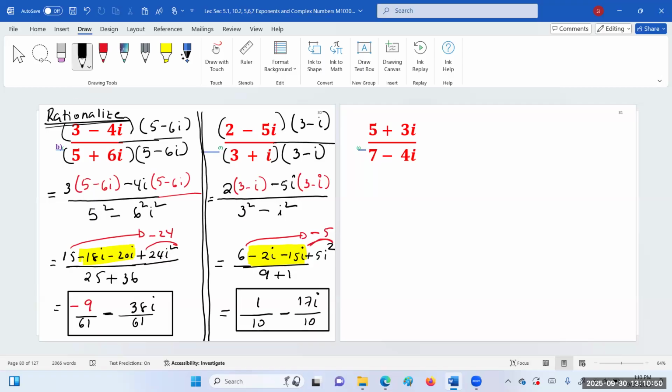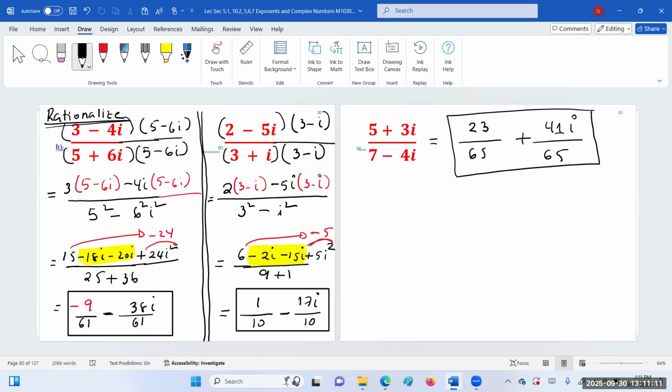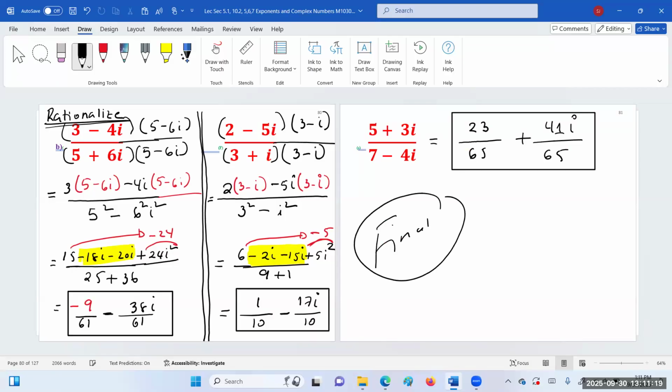Any questions? The next one, I'm not going to do anything. I'm just going to give you the answer. What's the answer for the last one? 23 over 65, 41i over 65. Perfect. So remember, at least one of them will be in the final exam.